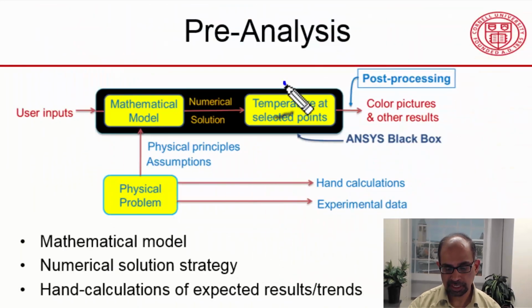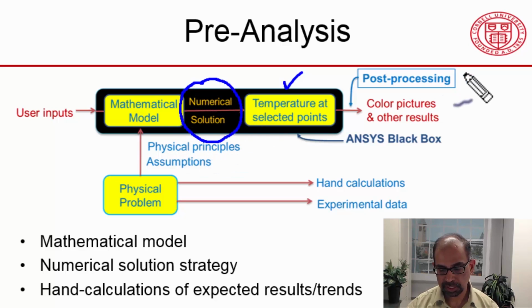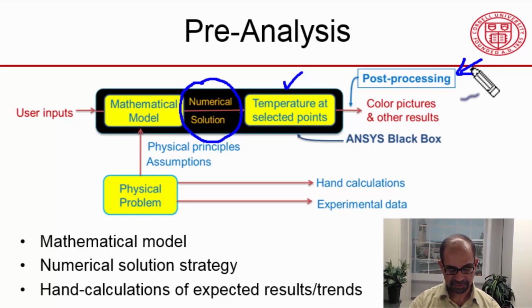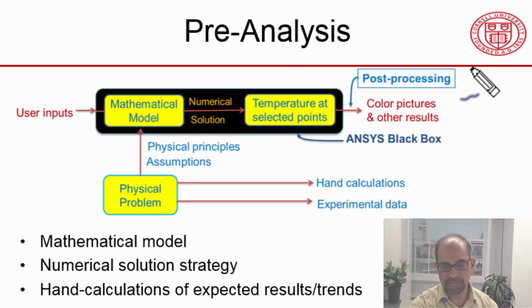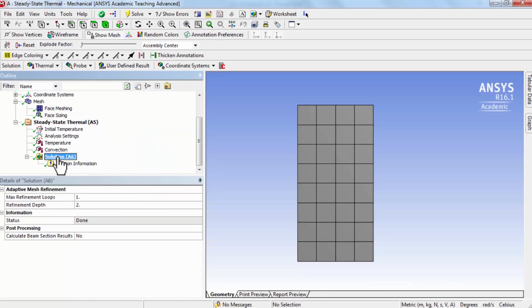Now that we have the temperature at the selected points from the numerical solution, let's move on to post-processing. So I'll go to mechanical. Before I do the post-processing, I wanted to show you that you can actually check what element type was used.